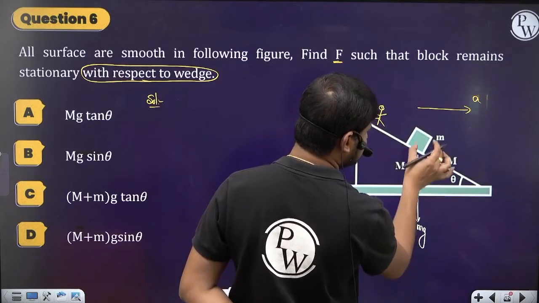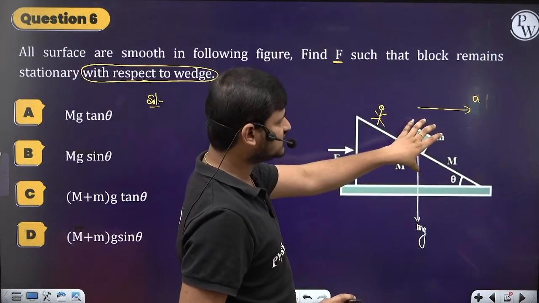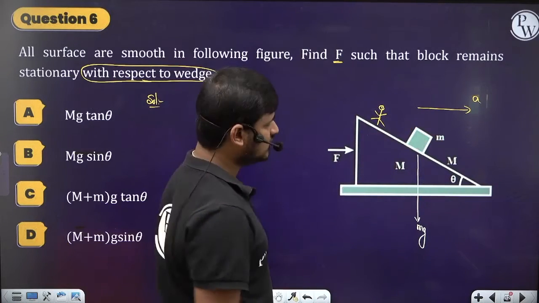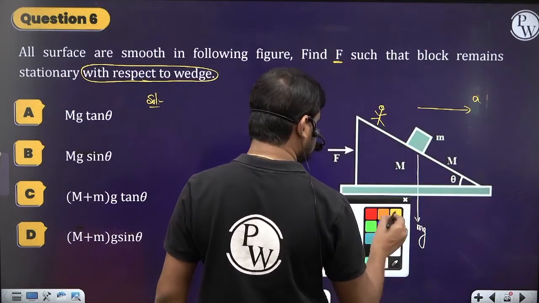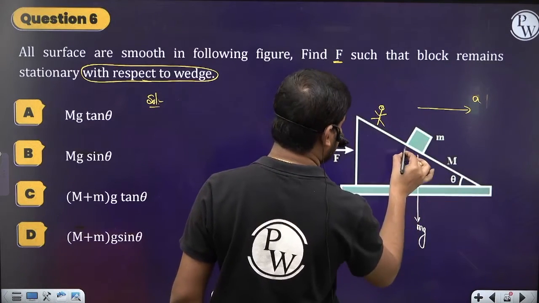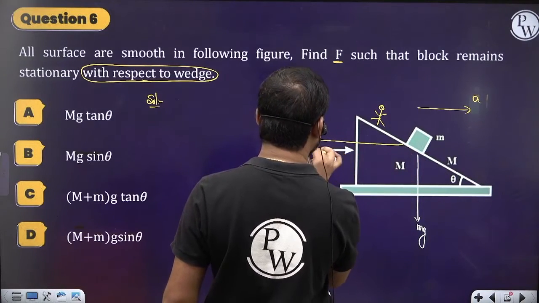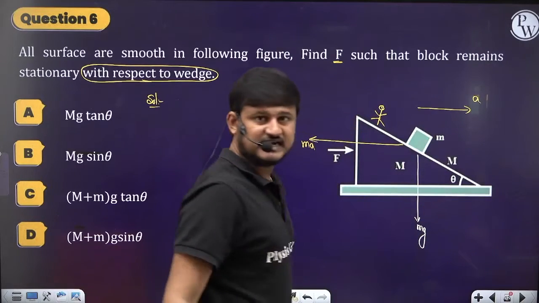What are all the forces? This should be stationary, yes or no? So first write all the forces acting on it and apply the equilibrium condition. The weight is mg. And as the acceleration is to the right side, I know that the pseudo force will act to the left side. The pseudo force ma will act to the left side because the acceleration is to the right side.